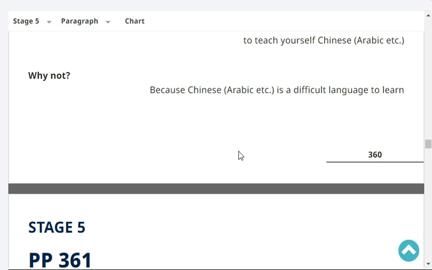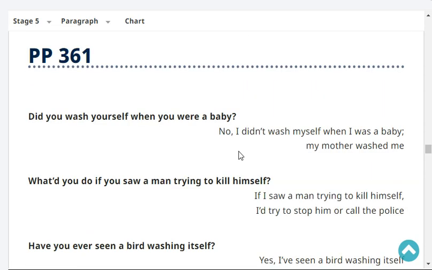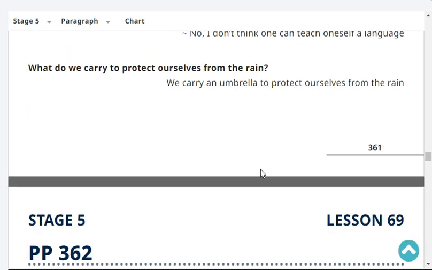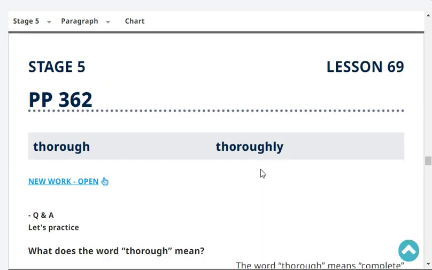Have you ever seen a bird washing itself? No, I've never seen a bird washing itself. Do you think one can teach oneself a language? Yes, I think one can teach oneself a language. What do we carry to protect ourselves from the rain? We carry an umbrella to protect ourselves from the rain.